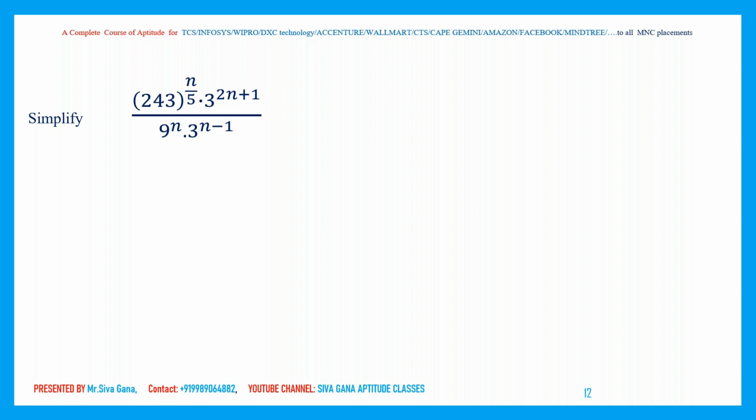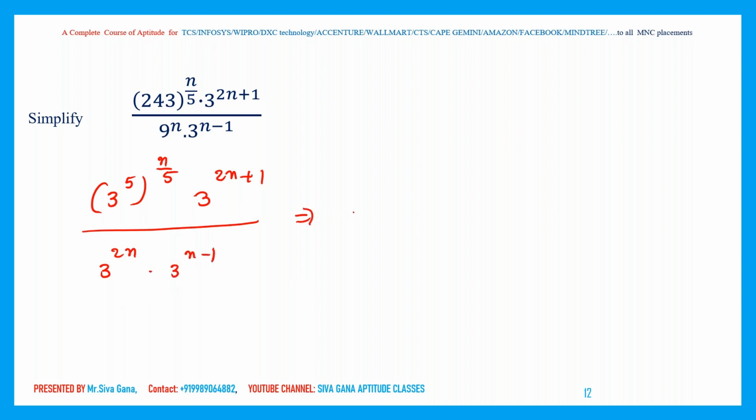The next question, previously asked: 243 power n by 5 into 3 power 2n plus 1 divided by 9 power n into 3 power n minus 1. Okay, no problem. We can bring all in terms of 3 powers, right? 243 is nothing but 3 power 5. So 3 power 5 whole power n by 5. This is already in 3 power 2n plus 1. Divided by, this is 3 power 2n into 3 power n minus 1.